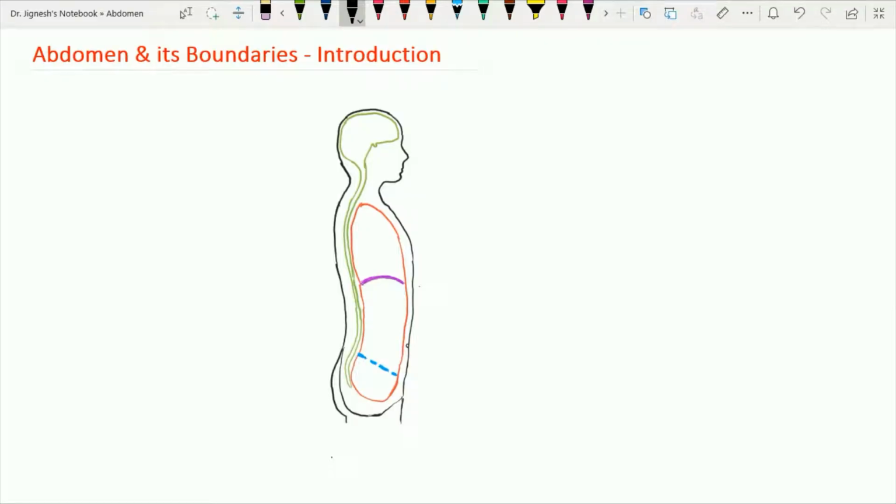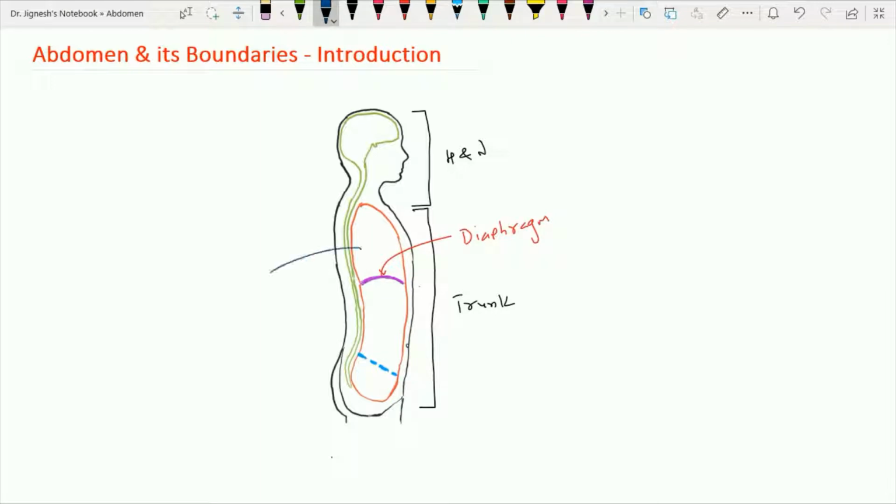Hello friends, let's see the brief introduction to the abdomen and its boundaries. Here in this figure we have removed the limbs for simplicity, and we can find that this area is the head and neck portion, and below it this area is the trunk. Within the trunk we find one important muscle, the diaphragm muscle, and this diaphragm muscle divides the trunk into two cavities.